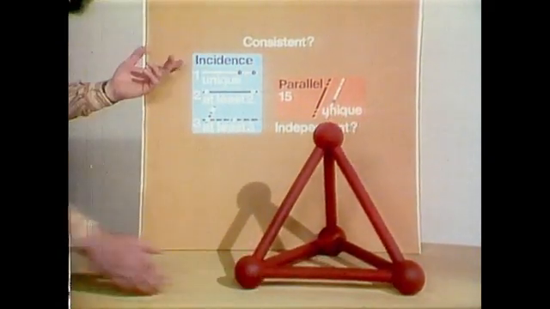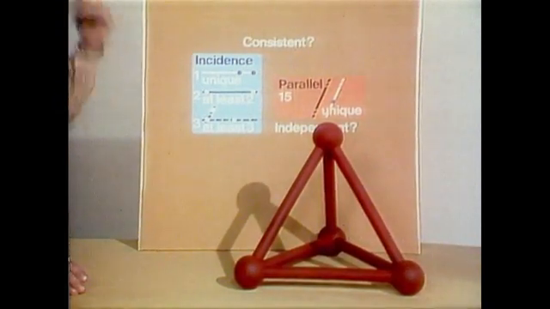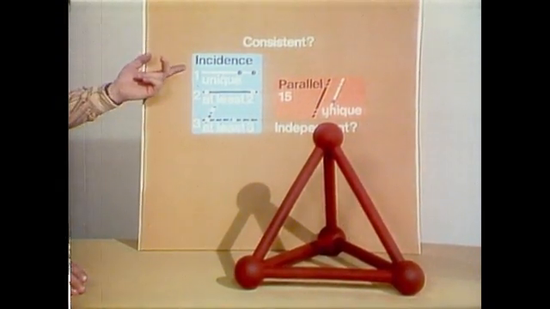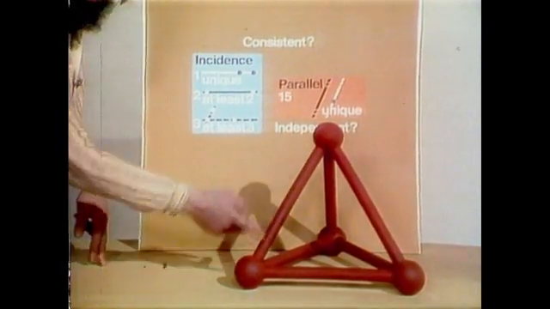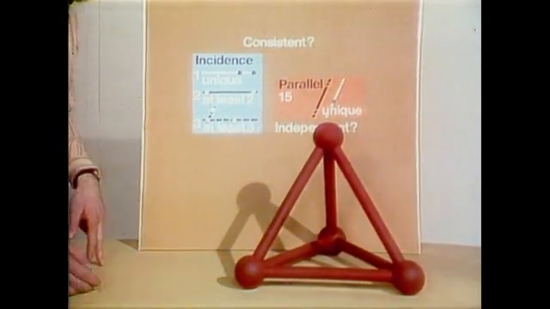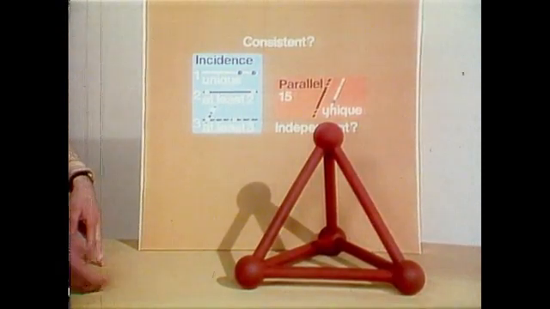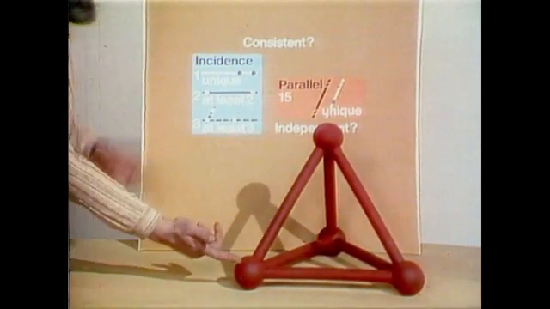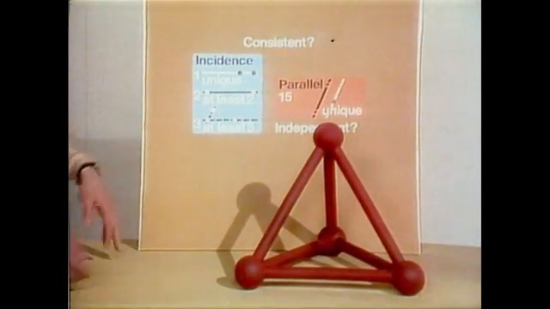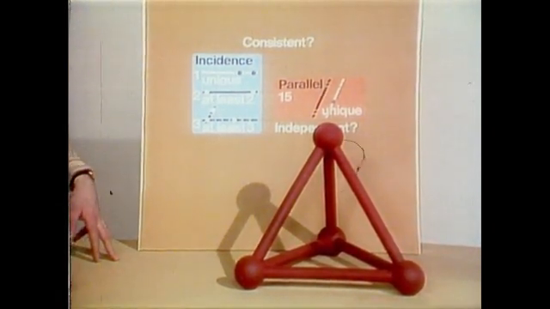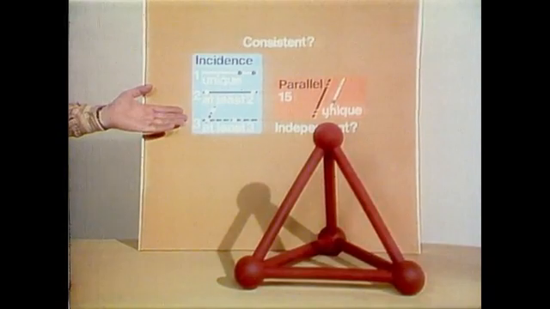Well, what would the instance axioms say for this model? Given any 2 points, there's a unique line joining them. Well, given these 2 points, there's a unique line joining them, and clearly that's true for any other pair of points as well. Given any line, there are at least 2 points on it, so that's the second instance axiom. And clearly, there are at least 3 points, not all lying on the same line. So all the instance axioms are true.